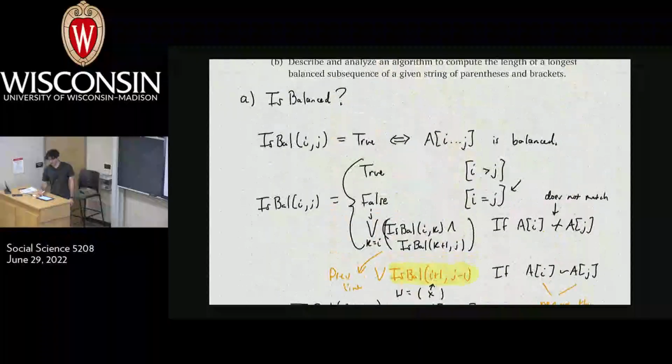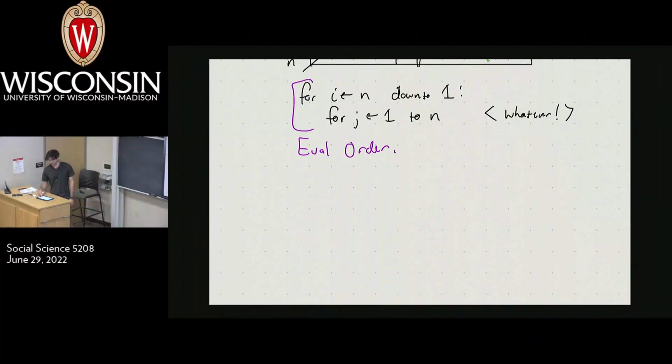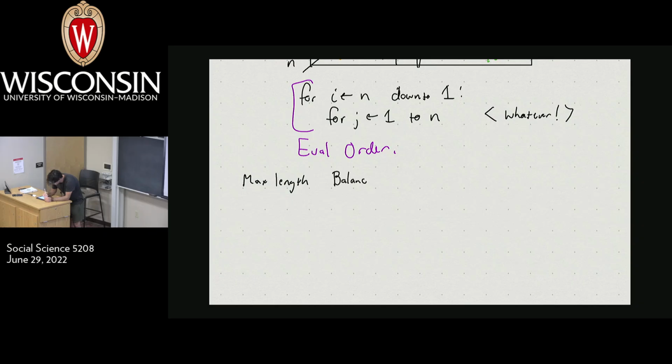Okay, so that's just for is balanced. Now I claim you can immediately convert this into an algorithm to find the max length balanced substring. So remember, a substring means it's continuous. So it's something like A i through j. A subsequence can skip things. So this, you cannot skip things.